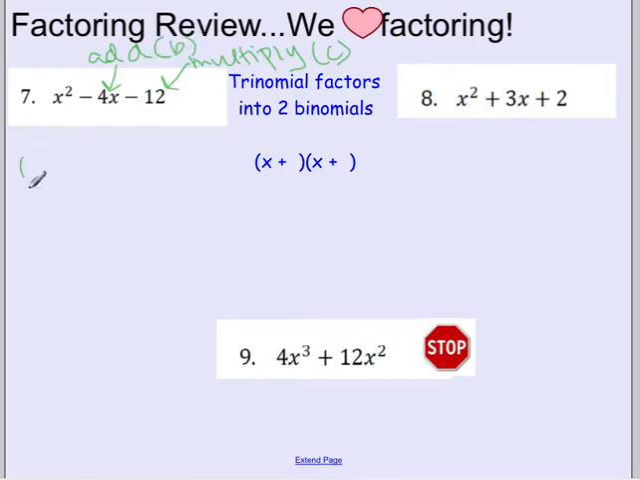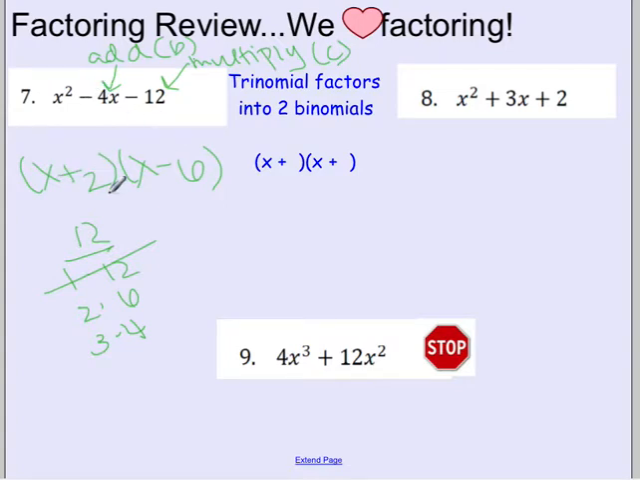So if I look at example 7, I'm going to have my x in front of my parentheses. What's going to multiply to 12 but add to negative 4? Well, if you're not sure, go ahead and think of all your factors of 12. 1 times 12, 2 times 6, 3 times 4, and those are all my factors of 12. So what out of those would possibly add to negative 4? No, it's not going to happen with 1 and 12. 2 and 6? Very well could. So if I have 2 and 6, I need to be negative 4, so I would have negative 6 and positive 2. Then 2 minus 6 is negative 4. 2 times negative 6 is negative 12. So there is my trinomial factored.